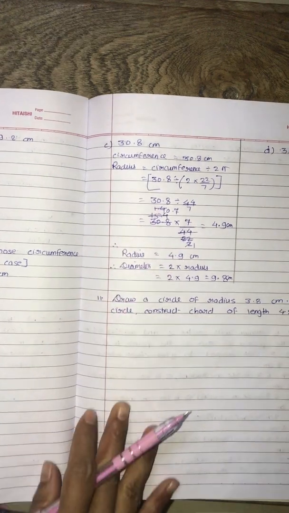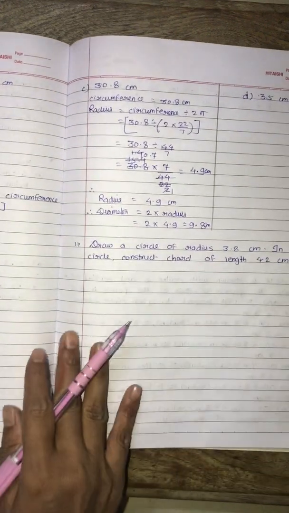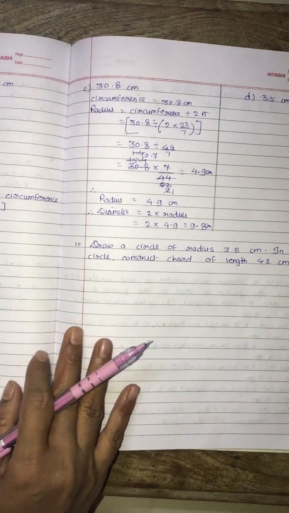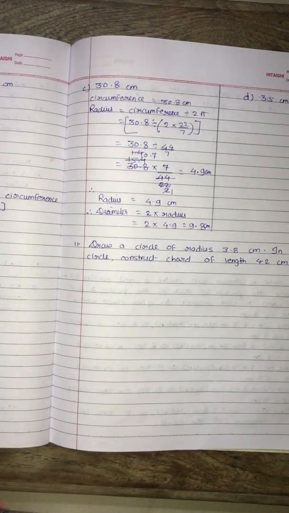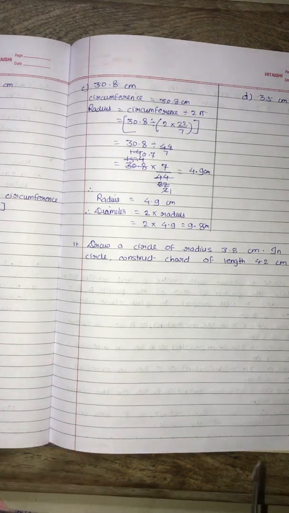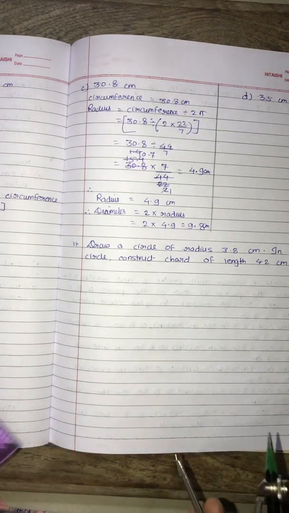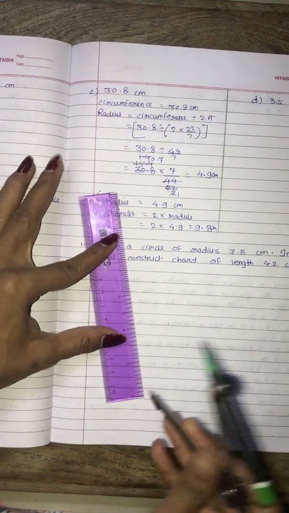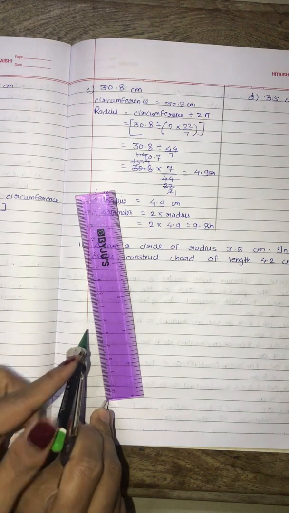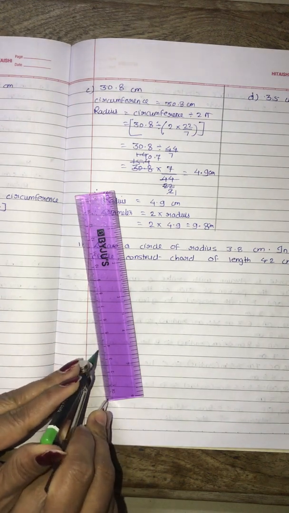So in this way we will solve question number 10. Now question number 11. Draw a circle of radius 3.8 centimeter. In this circle, construct a chord of length 4.2 centimeter. So first of all, we will draw the circle of 3.8 centimeter. We will measure the distance of 3.8 centimeter in our compass.